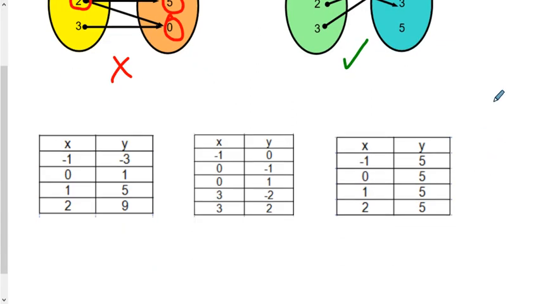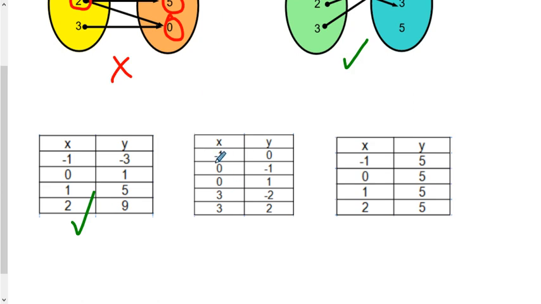Okay, we could also have a table of values. So when we're looking at the table of values, my first one here, I see that for my x values, my 4 different inputs, I don't have anything where there's a single input that has two different outputs. So this is a function.